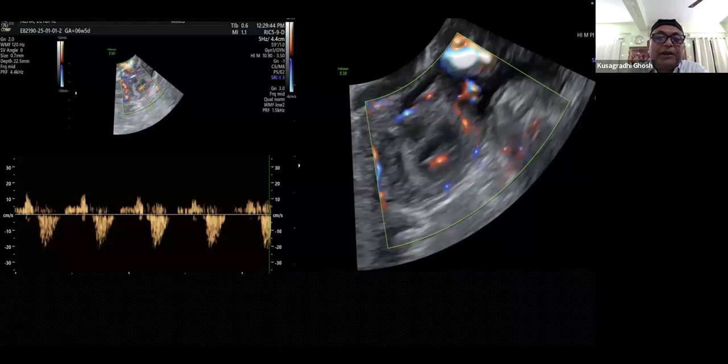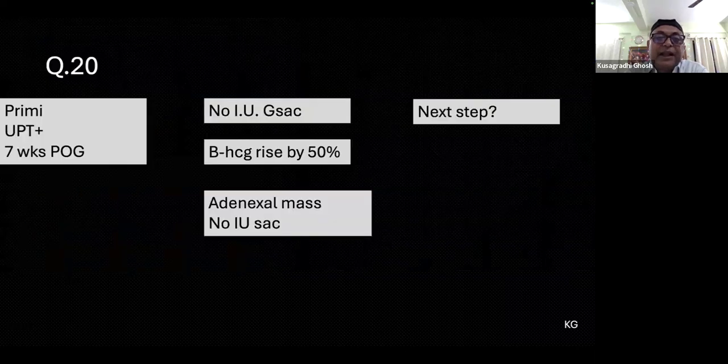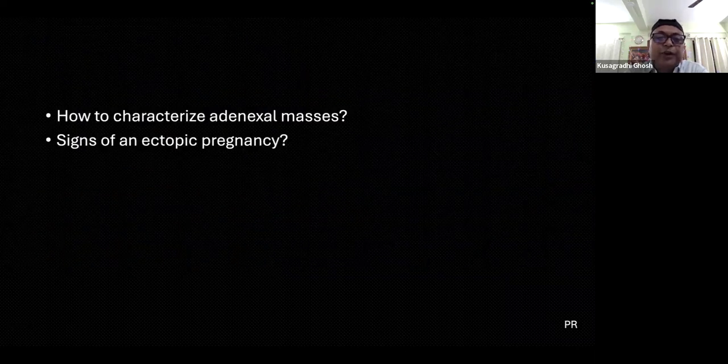Blood is coming out of the fimbrial end of the tube, or maybe the pregnancy is in the process of expulsion. Now, whatever it is, because there is free fluid and fetal cardiac activity, there's no question of expectant management, even if the patient is hemodynamically stable. The other one is conservative management with methotrexate, but we know that with fetal heartbeat positive, that is a contraindication for giving methotrexate. So those two are out of the question.